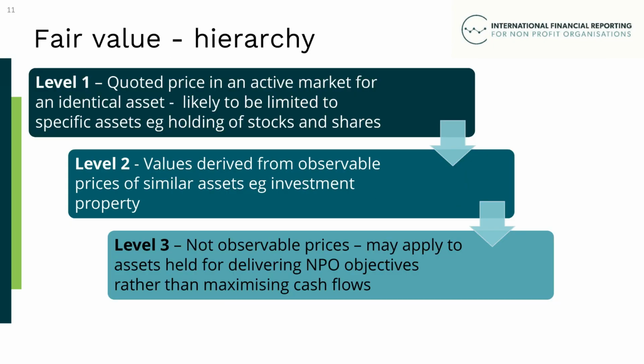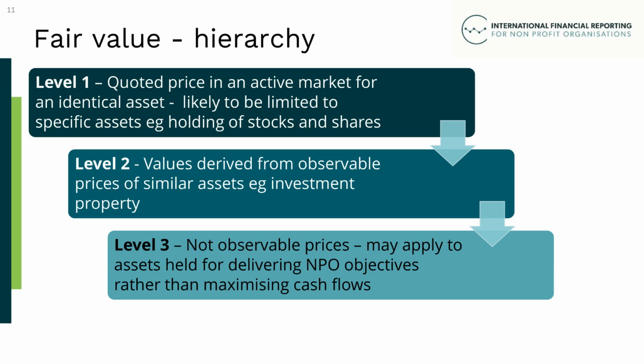INPAG includes a hierarchy for fair value measurement. The highest priority is given to Level 1 inputs, where there are quoted prices in active markets for identical assets and liabilities. If an NPO holds listed stocks or shares for investment purposes, this would be level 1 on the hierarchy. Level 2 inputs come from quoted prices for similar assets. For example, if NPOs have investment properties, these could be valued by looking at the prices of similar properties in the area. Lowest priority is given to level 3 inputs, where the inputs to the valuation are not observable. They are not observable because they don't come from quoted prices or other publicly available information.